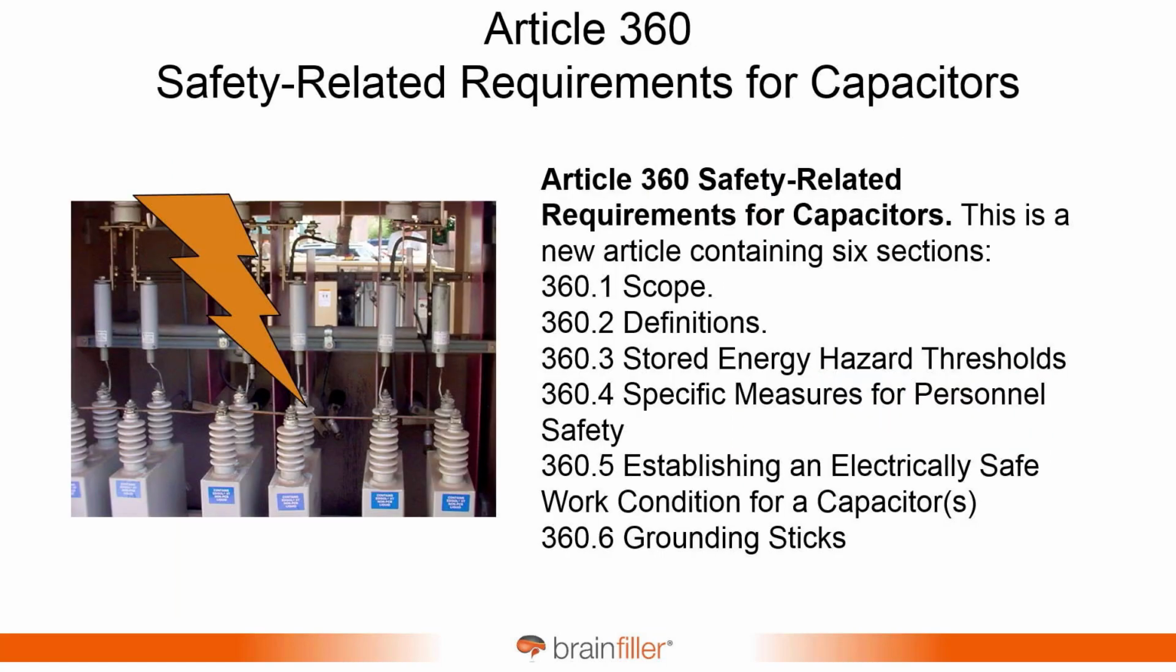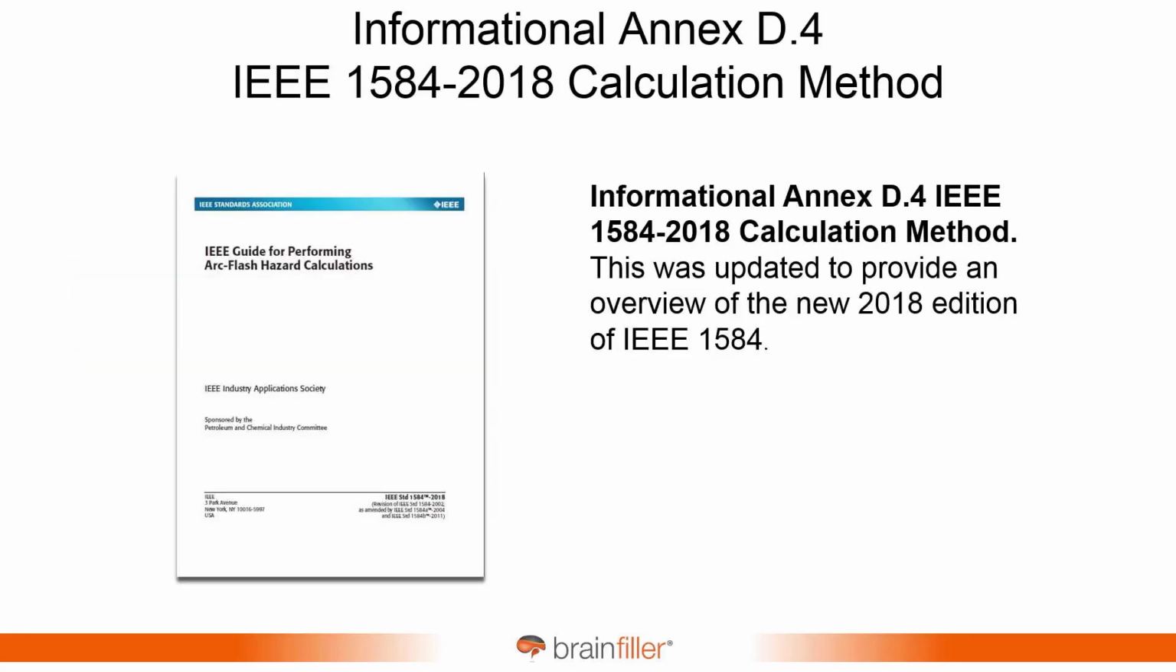Article 360 is brand new, and this is all about safety-related requirements for capacitors, and it is a very large article. It has a scope, definitions, stored energy hazards, specific measures for personal safety, and establishing an electrically safe work condition for a capacitor. This is different than the traditional electrically safe work condition. Capacitors have different requirements for the electrically safe work condition. And then grounding sticks.